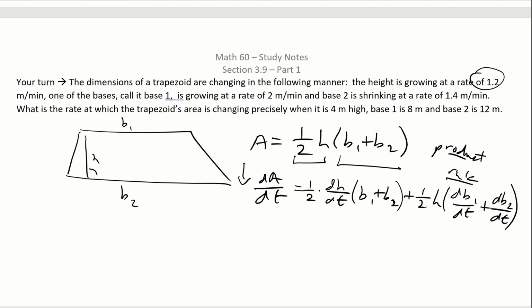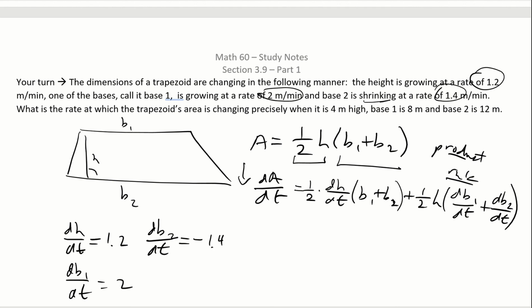Now grab the numbers. What's this 1.2 all about? The height is growing. dh/dt is equal to 1.2. Next number, base 1. That's a number, but forget that one. Oh, here's one of the bases, base 1, is growing at a rate of 2. Okay. dB1/dt is 2. Keep going. Base 2, 1.4. Shrinking, though. Don't miss that. So dB2/dt is a negative 1.4. And you got them. But then you go farther. Hey, when it is 4 meters high, it's being tricky there. 4 meters high. So that means h is 4. Is it all meters? Yeah, good. And base 1 is 8. So B1 is 8. And B2, they told us, is 12. So you have something like that. This guy up here at the top is 8, this guy's 4, and this guy's 12. Okay, fine.